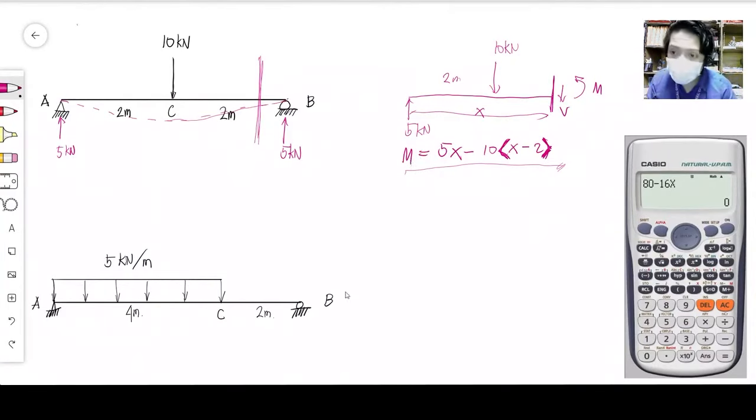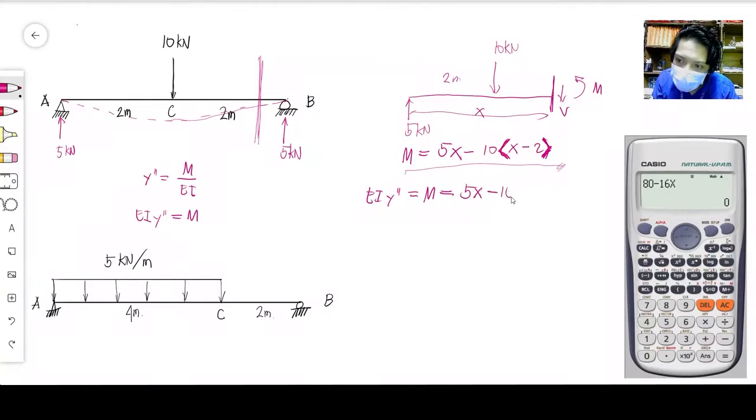Now, next. The moment equation, earlier, you have y double prime equal to the moment over EI, or we can write this as EI y double prime is equal to M. Let me write it here. EI y double prime is equal to the moment. And what is the moment? This is equal to 5x minus 10 bracket x minus 2.